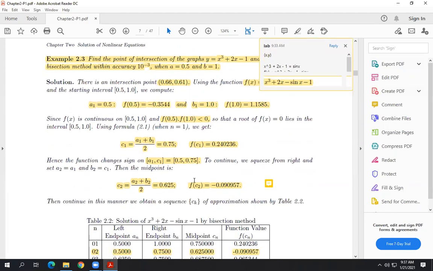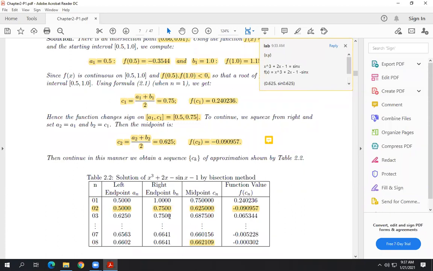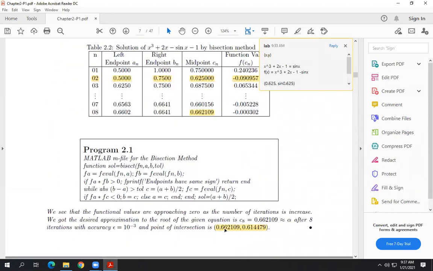But in the book, I solved with the accuracy 10 minus 3. It means we have to find 8 iterations. And what is c8? c8 is 0.662189. And when we put this x value into the function, this is the function value we have here. Any questions you have up to now, please? If not, say okay.